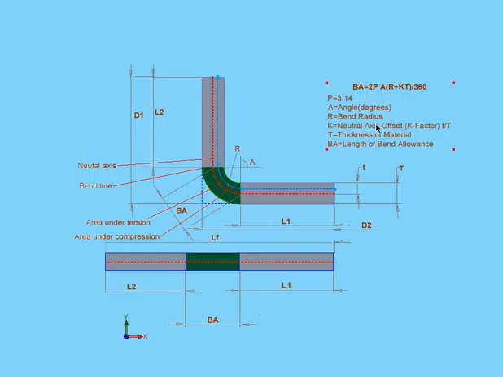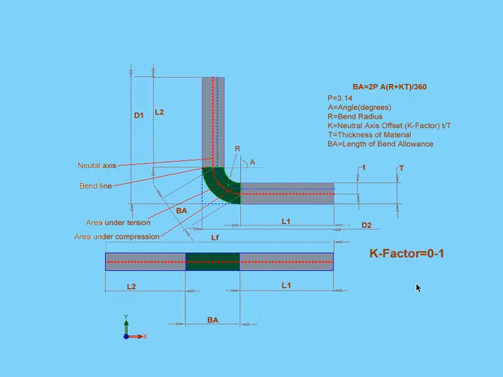The K-factor, as we've seen here, equals t, or the offset distance to the neutral axis. We divide that by big T. That's the thickness of the material. In this formula here, the bend allowance equals 2 times pi multiplied by A, that's the angle, multiplied by the sum of R, the bend radius, plus the K-factor, multiplied by T, the thickness of the material. And then you divide all of this by 360.